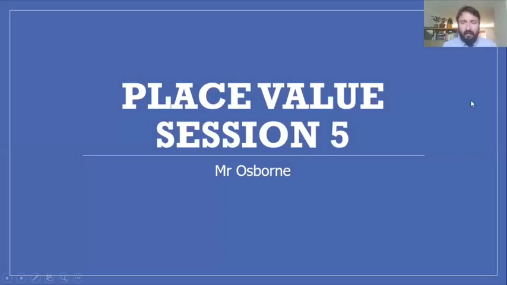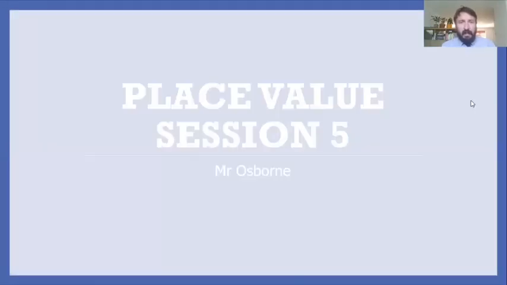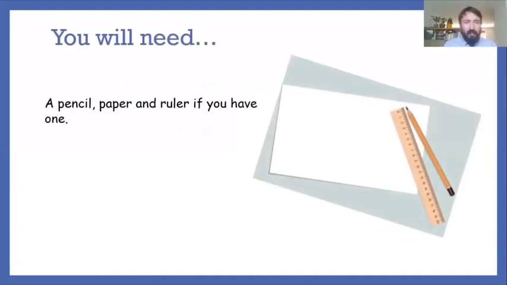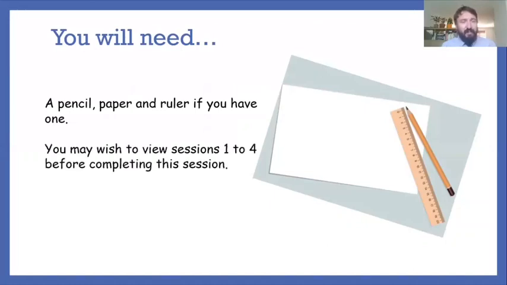Fantastic. Right. Okay. So like I said earlier, this is place value. You'll need a pencil, paper, and ruler if you have one. Don't worry so much about a ruler. You can get by without it, but if you do, that would be fantastic. An extra little bit of message. You may wish to view sessions 1 to 4 before completing the session. So if you've not seen those sessions, have a look at those sessions before you have a go at this, because they kind of tie in the knowledge that you would need to complete these sessions. If not, you can still have a go.